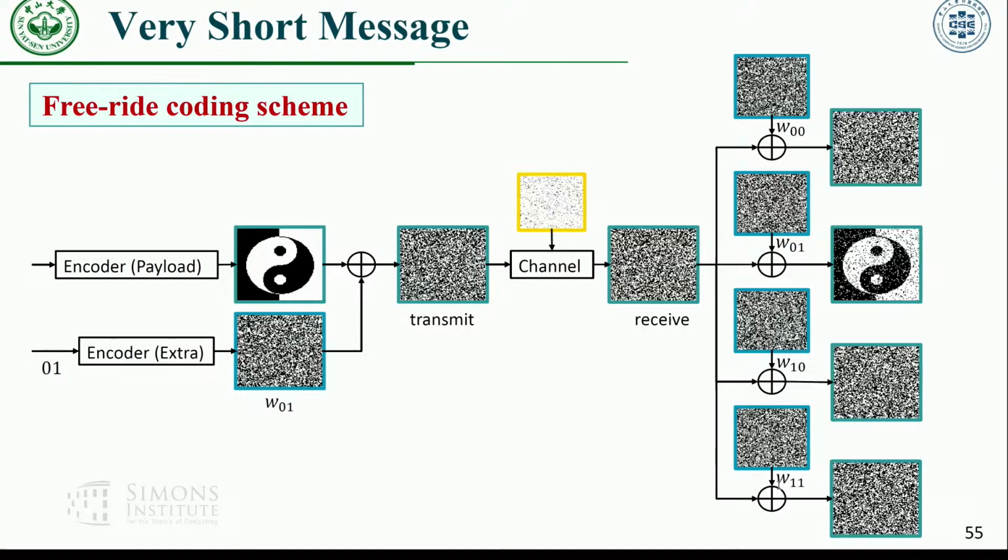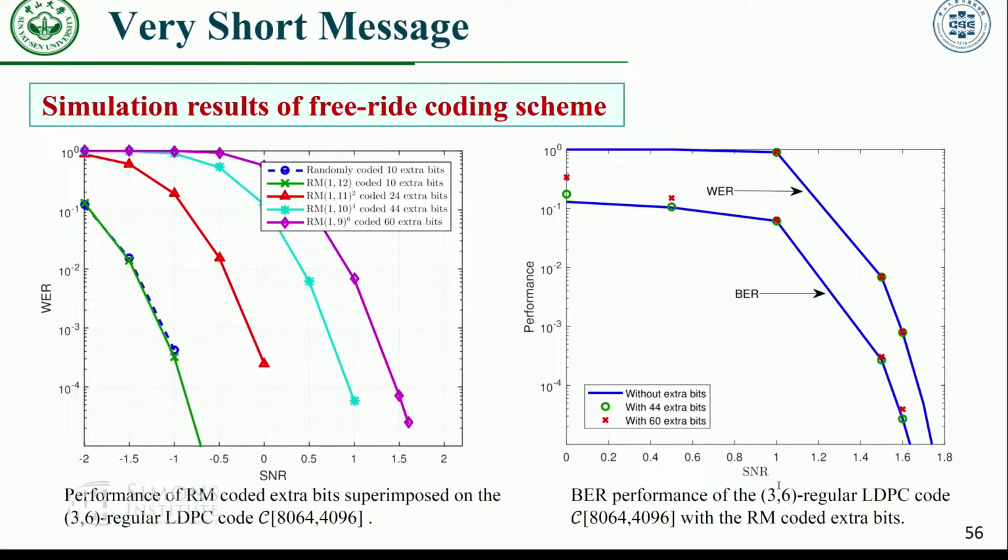Okay, so the extra bit can be much more reliable than the payload link. Here is an example. We use LDPC codes. The working SNR is 1.5, but in this region here, the actual bit is already almost error-free. And the superposition does not affect the performance of the payload link.